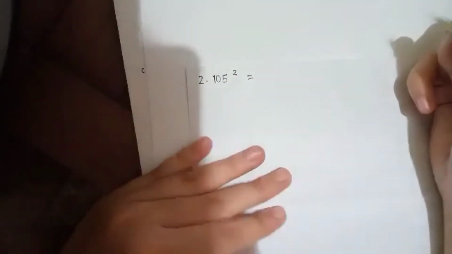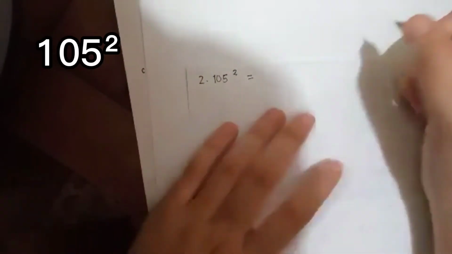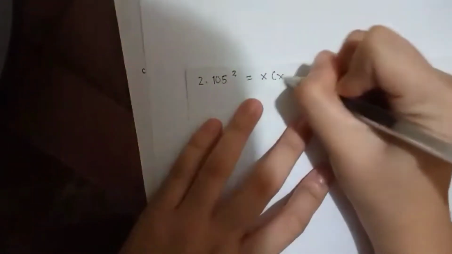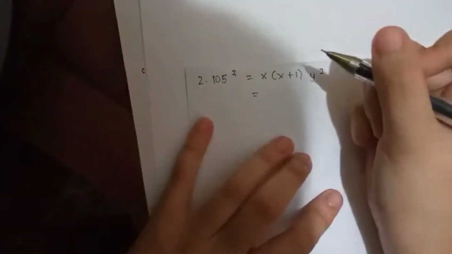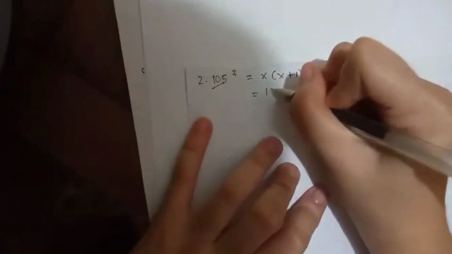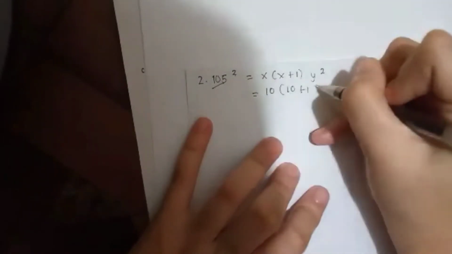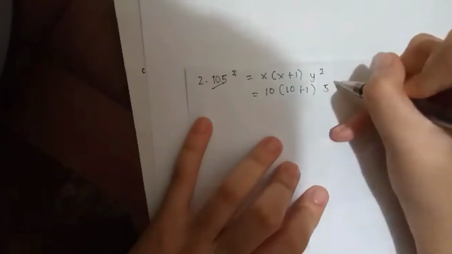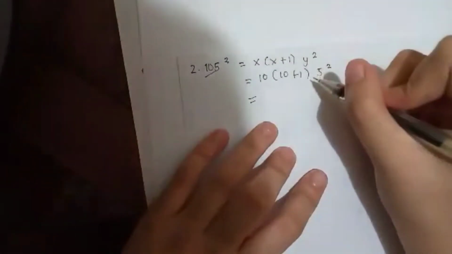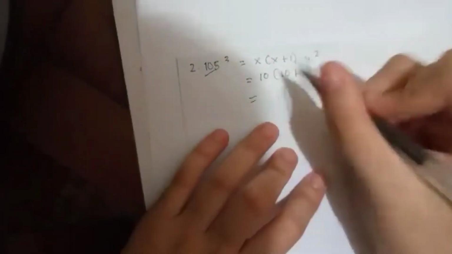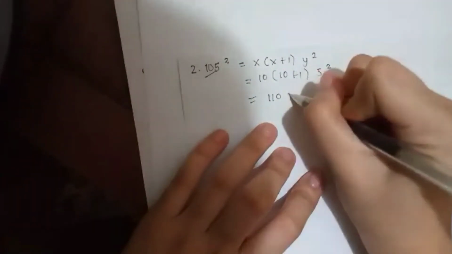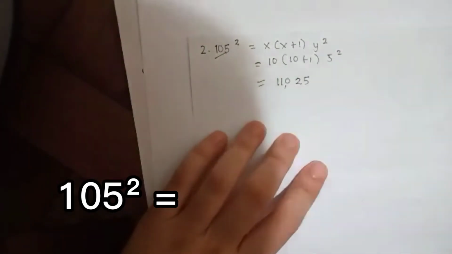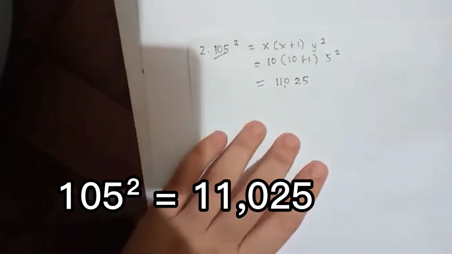Our next example is 105 squared. So we have to copy the formula. Our x here is 10 because it does not contain the last digit. And our y is 5, which is the last digit. 10 plus 1 is equal to 11. 10 times 11 is 110. 5 squared is 25. So thus, 105 squared is equal to 11,025.